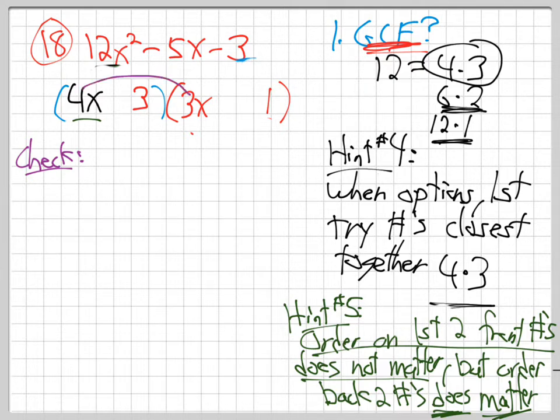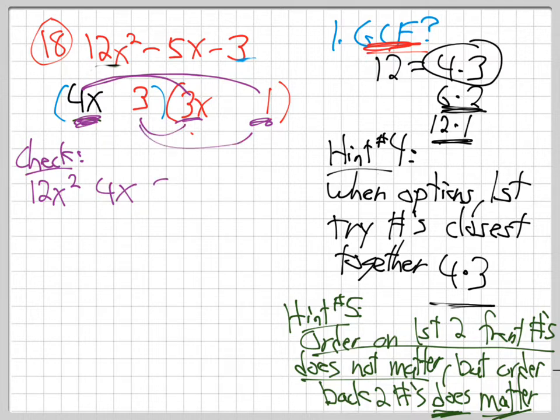Okay, so the 4x goes to both. So 4x times 3x, 12x squared. 4x times 1, 4x. And the 3 goes to both. 9x and 3 times 1, 3. So is that right or wrong? We got to put in the signs, don't we?